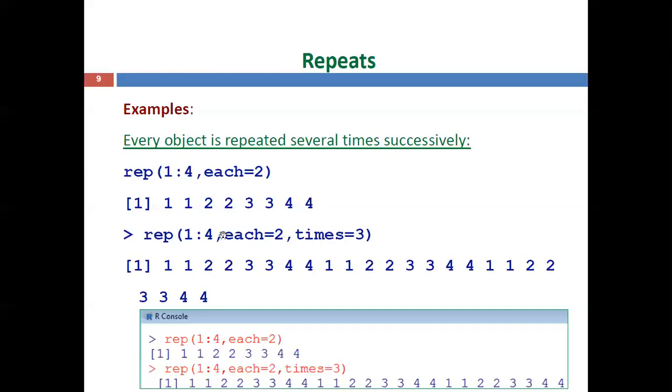Times equal to 3 means the previous operation, that means the each operation, is repeated 3 times. The first set of each output is 1 1 2 2 3 3 4 4. This is the first time. Same thing is replicated 2 more times, because times equal to 3. Again 1 1 2 2 3 3 4 4, that is the second time. Then the third time again 1 1 2 2 3 3 4 4. Like that this can be repeated a number of times for each and every cell given in the vector or data. We will also run this one.